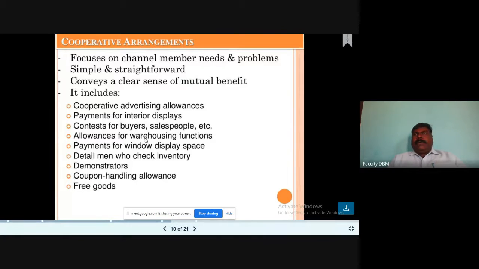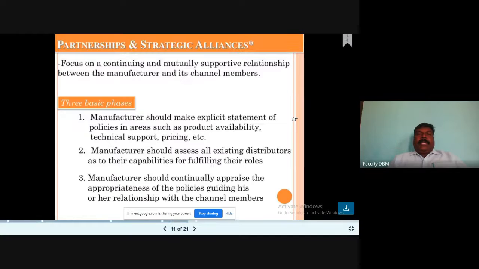They are going to give contests for buyers and salespeople. Contest means they are going to have motivation for the people who are going to do sales. If you do a sale of 1 lakh, you will be getting an incentive. Then allowance for warehousing functions, payments for window display space, detail men who check inventory, and demonstrators. Coupon handling allowance, free goods. This is cooperative arrangements, what they are going to get when they cooperate.